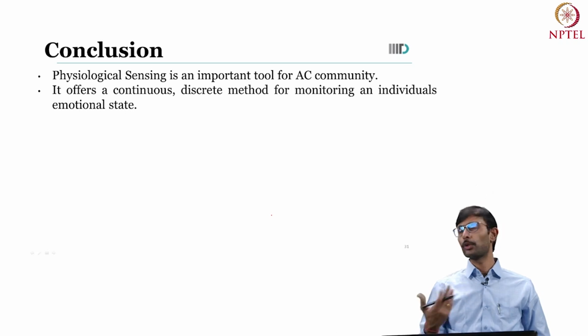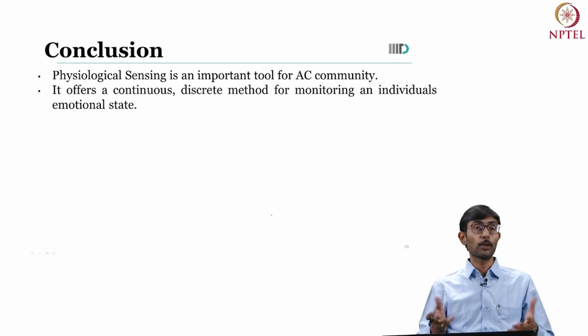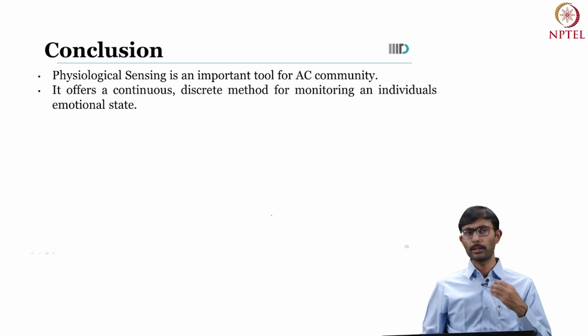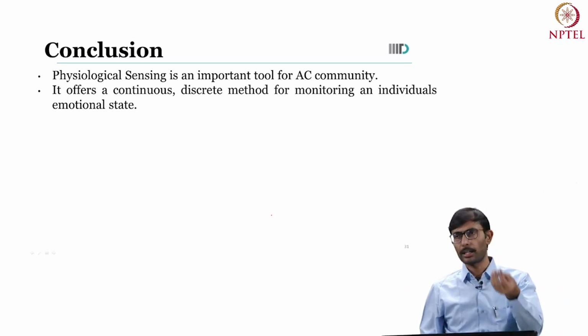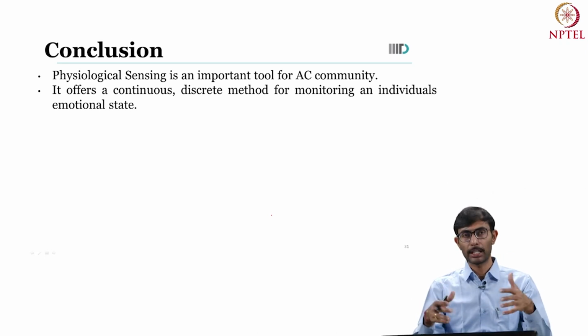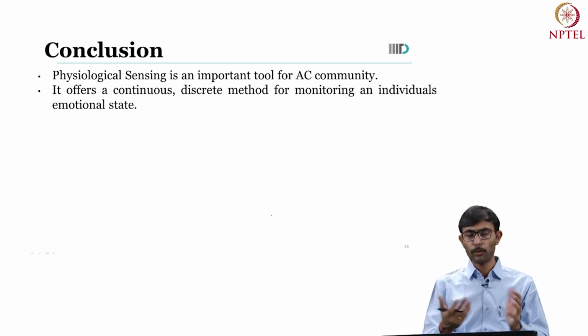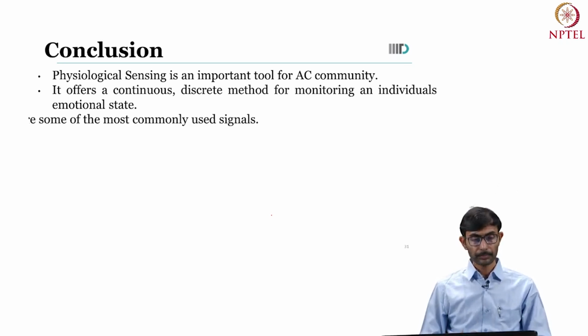So basically, when you are using self-reporting to understand the emotional state, you cannot really do continuous monitoring, right? You cannot ask every second, every millisecond, okay, how are you feeling, what is your emotional state, right? But if you have sensors which are wearable, portable, and wireless, then of course, with the help of those sensors, you can really do continuous monitoring of the emotional state.